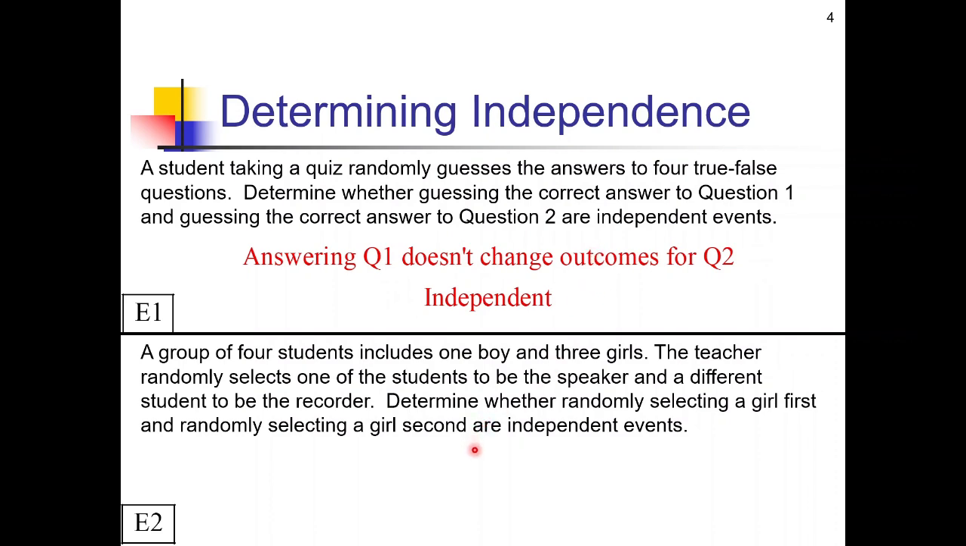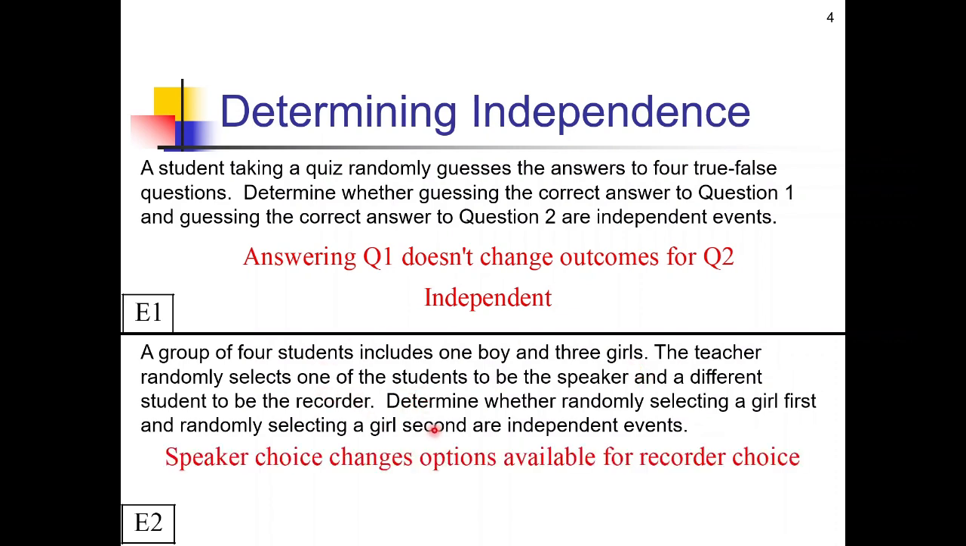Now down here, when I pick a girl for the speaker and then what are my chances of picking a girl for the second event, the person that I pick for that first event is going to impact my decision space for the next event. If I pick one girl for the speaker, then that's only 2 girls instead of 3 girls that I have to be able to pick for the recorder. So since the speaker choice changes my options for the recorder choice, we would say that these are dependent events.